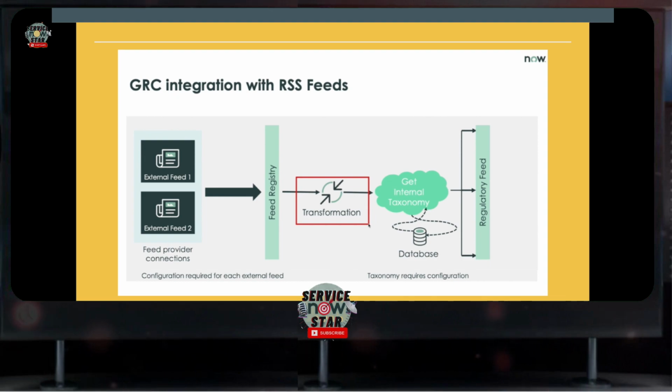Then that's going to feed a transformation map. Within ServiceNow, the transformation will happen, and that transformation will bring us an internal taxonomy. It will automatically create the internal taxonomy. You see that there is a database. It requires a configuration, and eventually it will feed the regulatory feed. Okay, that's in short how it's going to happen.